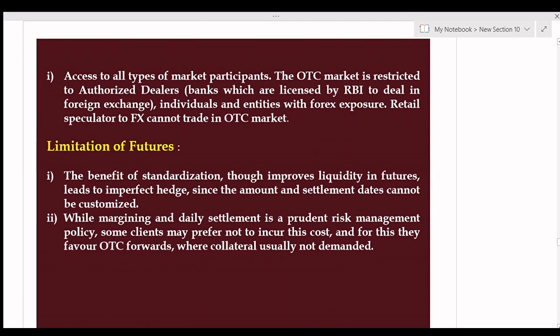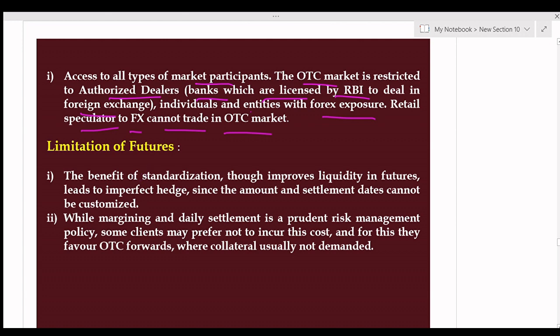Access to all types of market participants. The OTC market is restricted to authorized dealers, banks which are licensed by RBI to deal in foreign exchange. It is only for foreign exchange, for individuals and entities with foreign exchange exposure. Retail speculators in foreign exchange cannot trade in the OTC market.